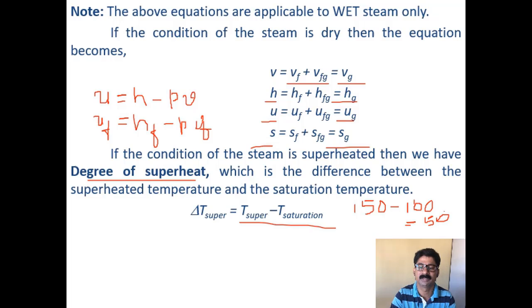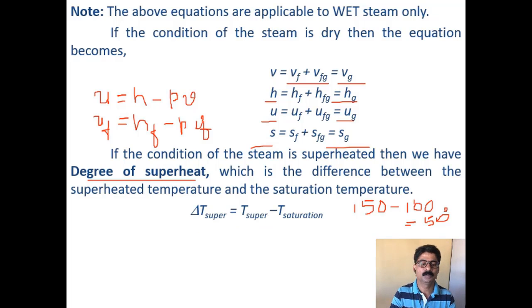That is very important. So if I am given the degree of superheat, I can find out the temperature of the superheated steam if I know the pressure, because I just have to add the saturation temperature. So T super becomes delta T super plus T saturation, because it goes to the other side, right? That is how you have to make use of these expressions.